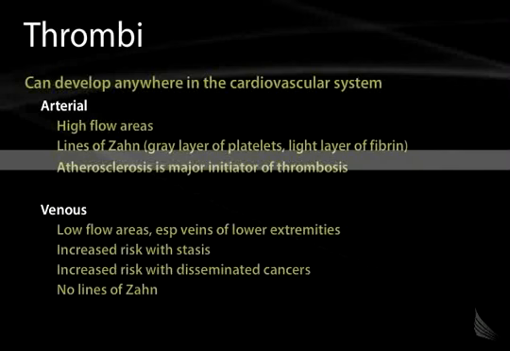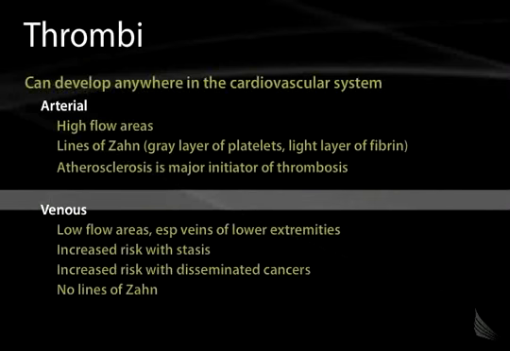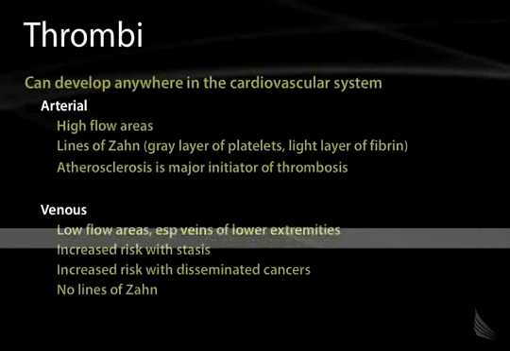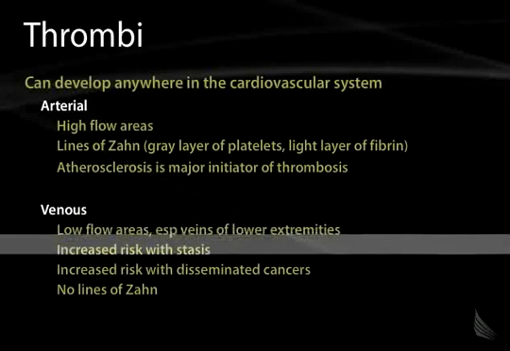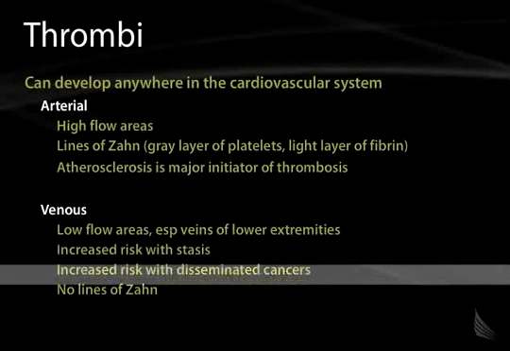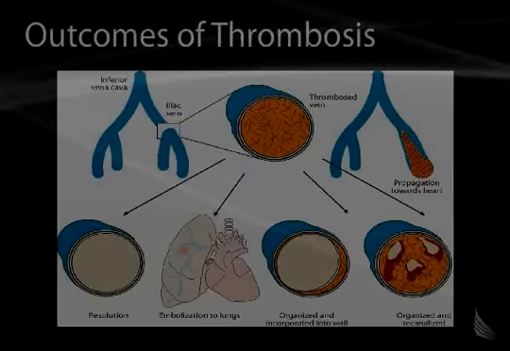The major initiator of thrombi within the arterial system is considered to be atherosclerosis. Within the venous system, one should consider thrombi developing in low-flow areas, particularly within the distal lower extremities. There's an increased risk with stasis, hence see it in those patients who, for whatever reason, are on extended bed rest or are bedridden, and increased risk with disseminated cancers. When one looks at the cross-sections of these clots, one will not see the lines of Zahn that one associates with arterial thrombi.